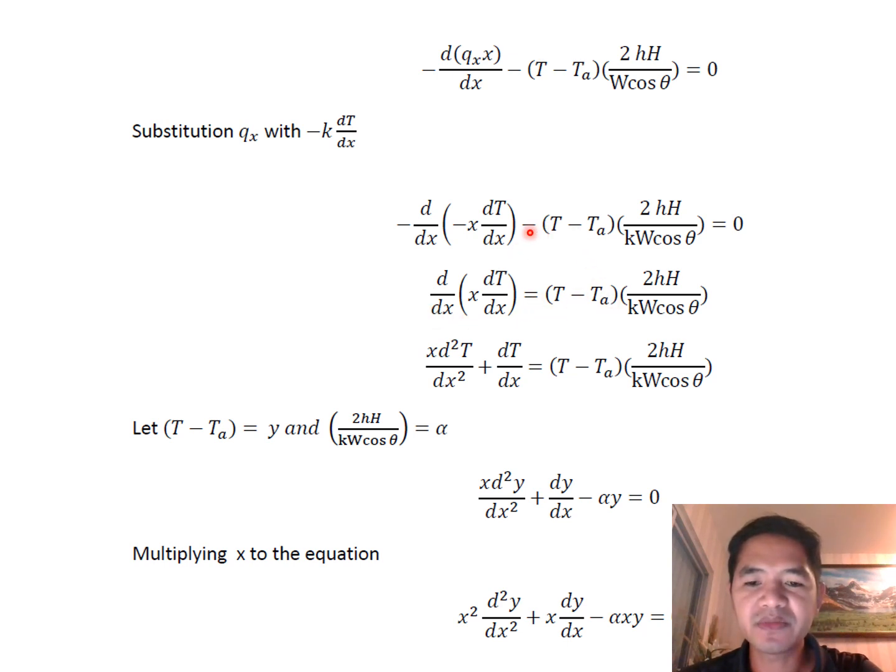We can move this to the right-hand side. And then after we do the product rule, we're going to get x d squared T over dx squared plus dT over dx. Then this one is the same. Now it looks like we have a second-order ODE, but it doesn't look like the form of the Bessel function yet. So let's set T minus T_a equal to a function.